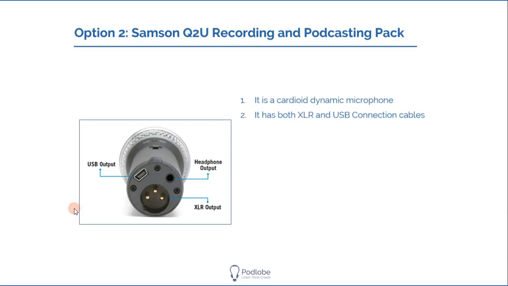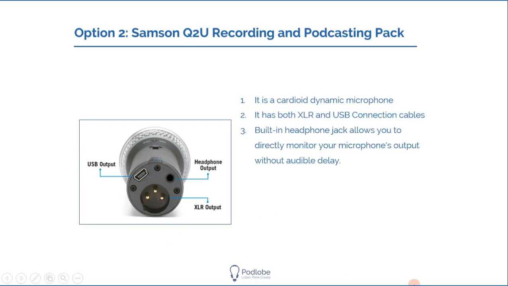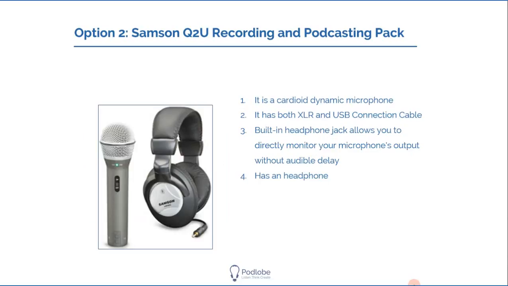It has both the XLR and USB connection cable. You can see the XLR and USB connection cable here. This is the XLR output, this is the USB output, and this is the headphone output. But unlike Audio Technica, it does not have the audio knob to adjust the volume of your recording. It also has the inbuilt jack that allows you to directly monitor your microphone's output without audible delay. You can monitor and hear how you sound in real time.